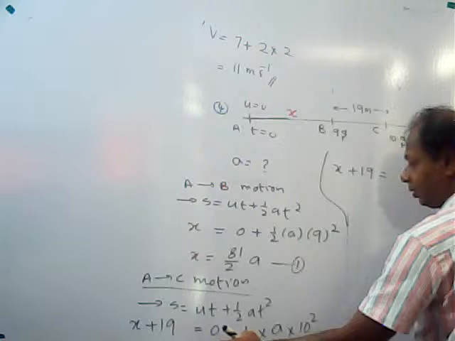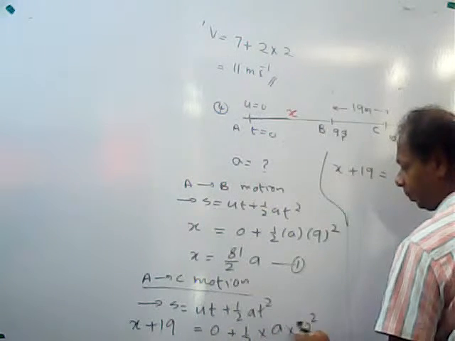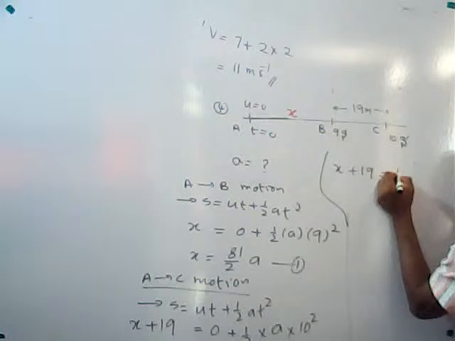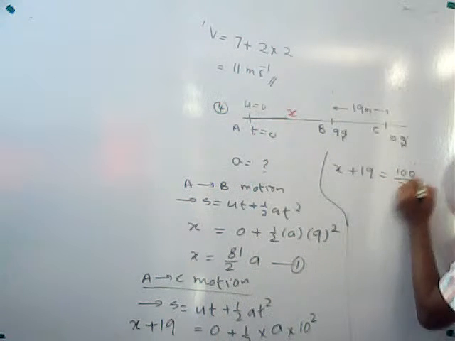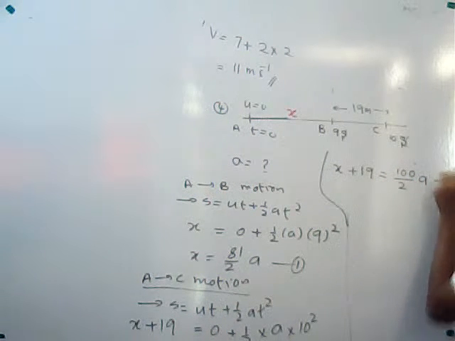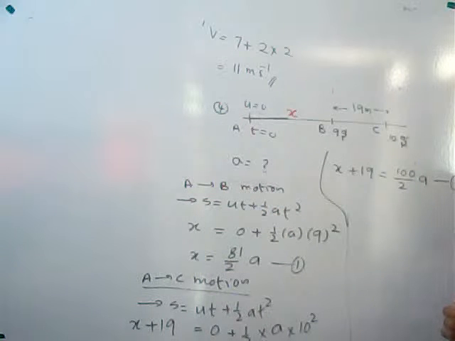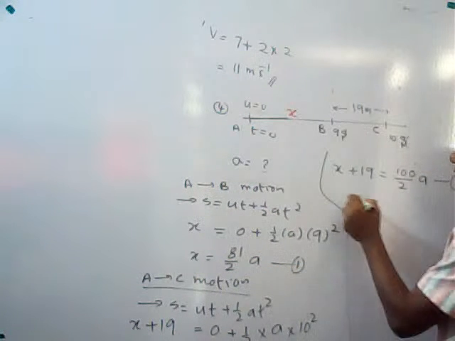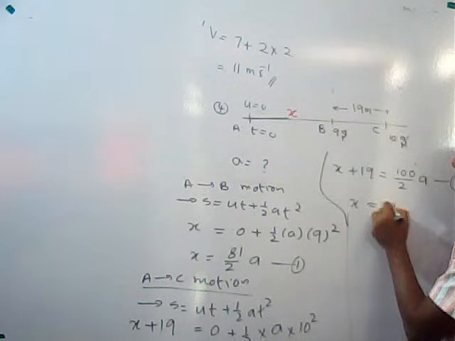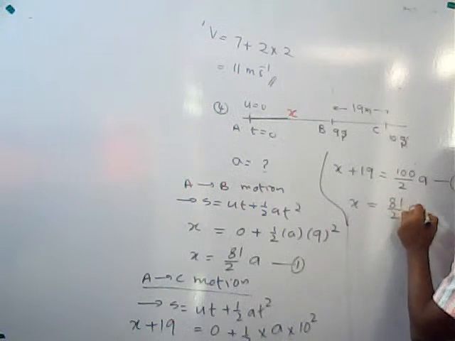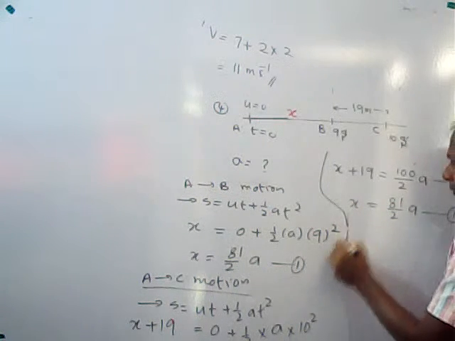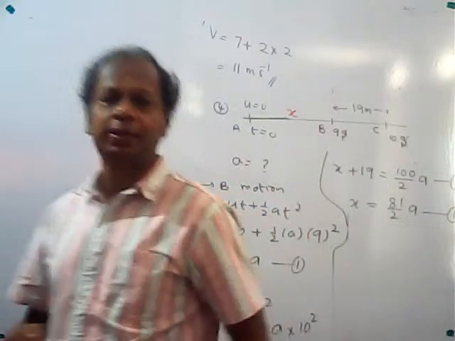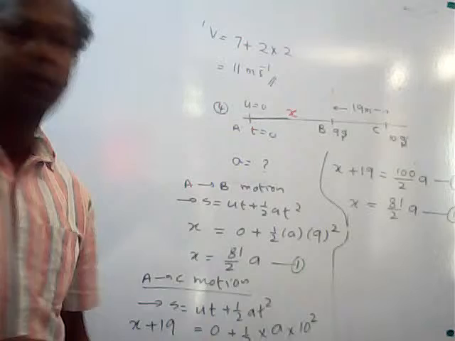So you get an equation like x plus 19 equals, this part is 0, 100 over 2a. I'll write 100 over 2a without simplifying. That is equation number 2. Equation number 1, I'll write it close to this. It is 81 over 2a. So you can solve them and find a and x also.